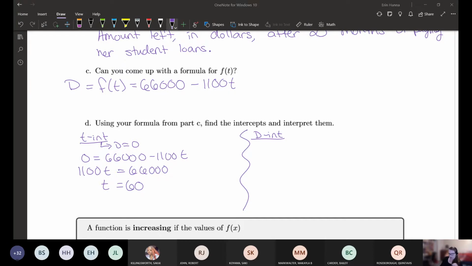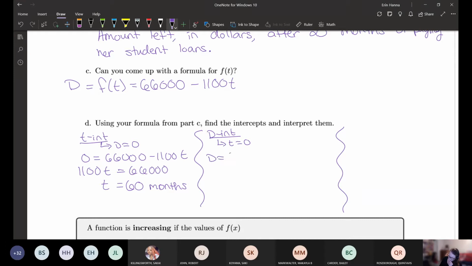And this is the time that she's been paying them, so this will be in months. Actually, I'll do the interpretation at the very end. I'll find both of the values and then interpret them over here. Then for the D-intercept, take the other variable, which is T in this case, and let it be equal to 0. So 66,000 minus 1,100 times 0 will get 66,000, and that was in dollars.